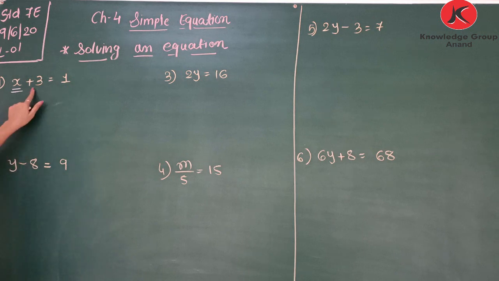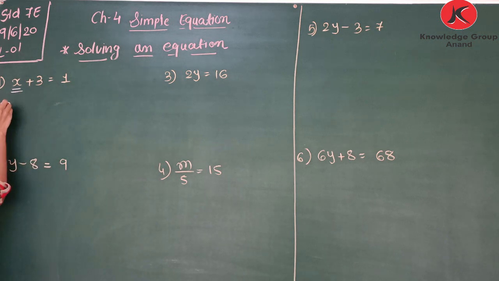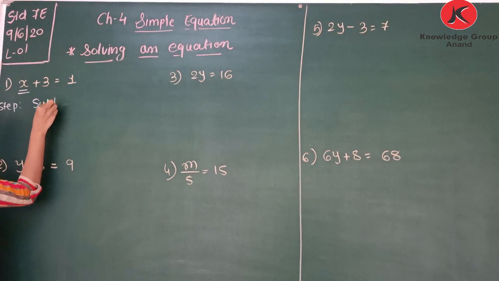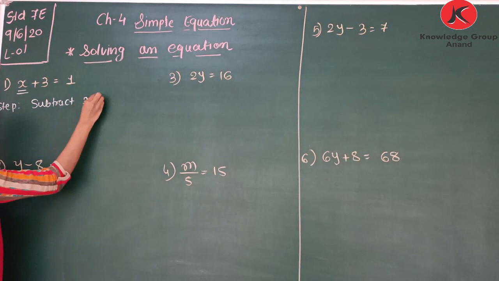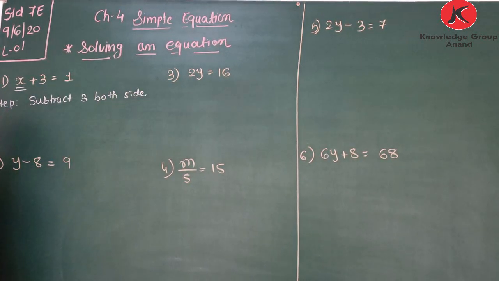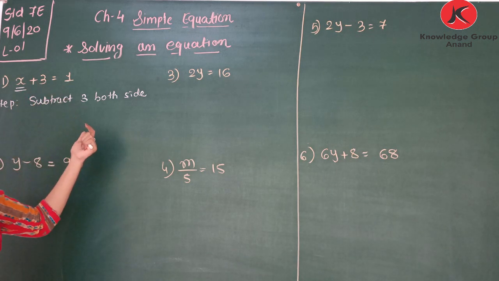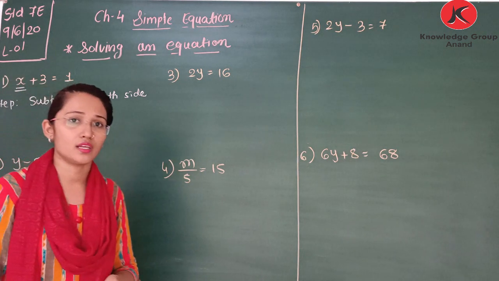So here 3 is in addition, means the first step is subtract 3 both sides. Why is it 3 both sides? Because if we subtract 3 on only one side, that equation will be imbalanced.